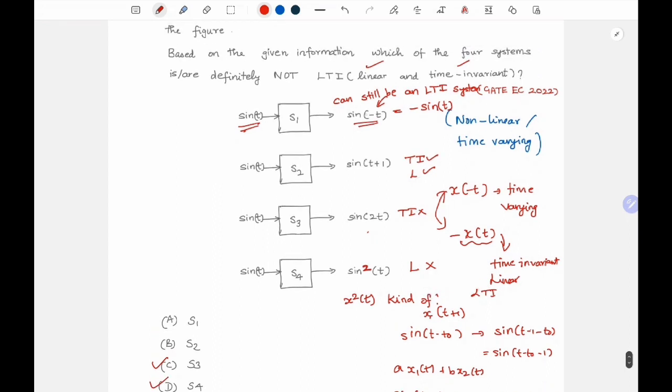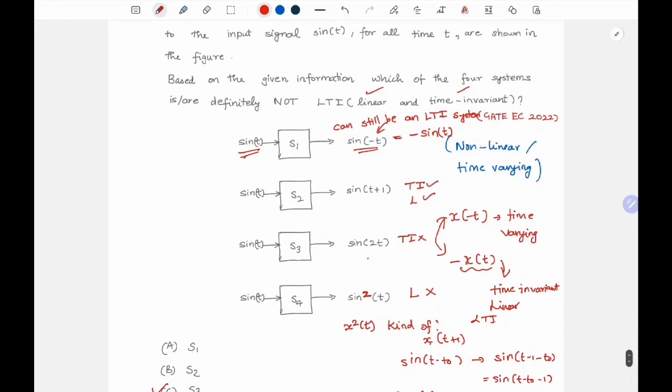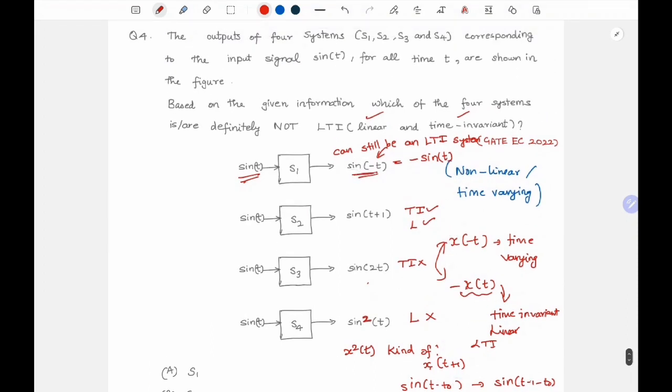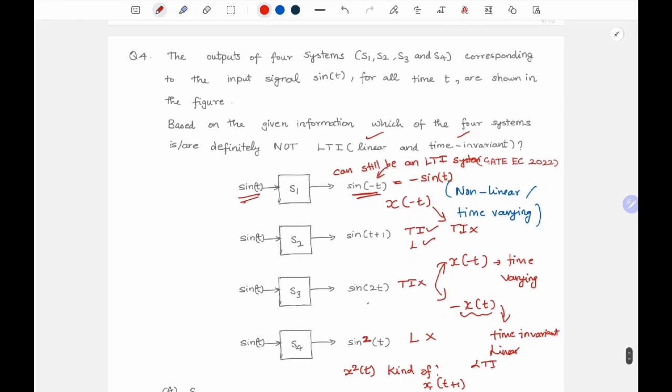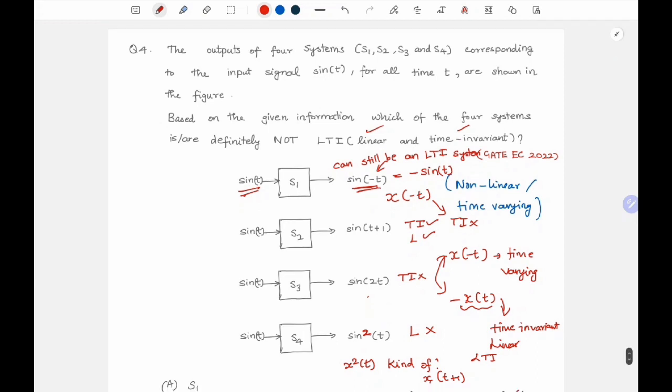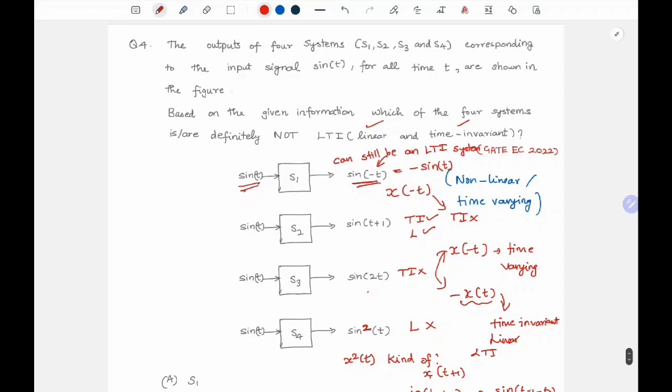But S1 and S2 we still cannot say. And actually, since many people have interpreted this as x of minus t, they would have considered that it is not a time invariant system. And many people have lost marks in this particular question. So although at first the question seemed very straightforward, GATE is a little bit tricky.